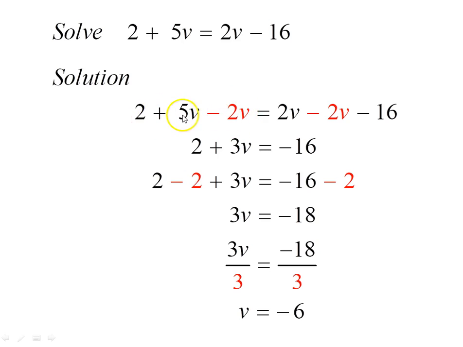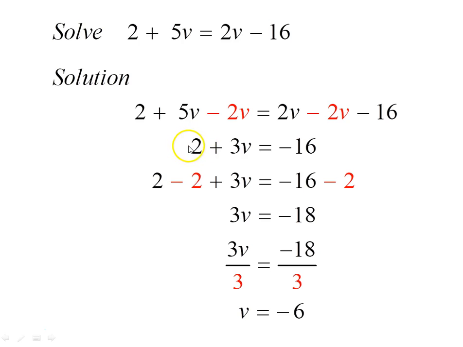So if we subtract 2v on the right, we must also subtract 2v on the left. So on the left, we have 2 plus 5v minus 2v gives us 2 plus 3v. 5v minus 2v is 3v. On the right here, 2v minus 2v disappears, and we're just left with 16 on the right here. Next step. Let's get rid of the plus 2 here, because ultimately we want this pronumeral v all by itself.